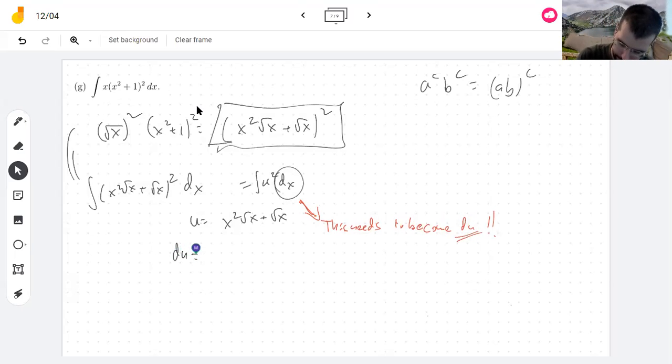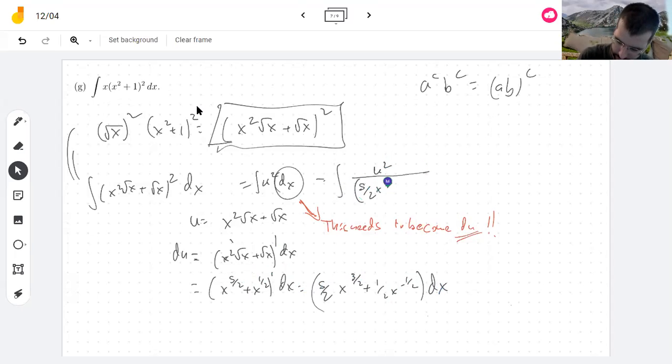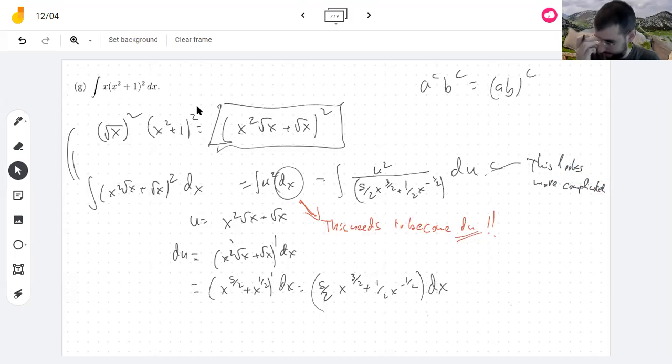How does this look like? You need to make du equal the derivative of this whole thing. And the derivative, this is x to the 5/2 and x to the 1/2. So the derivative is 5/2 x to the 3/2 plus 1/2 x to the negative 1/2. So this is really like this, which to me looks kind of nasty. This looks more complicated. I don't think we made the problem easier. I need to somehow write this in terms of u, and I don't know how to do that right now.